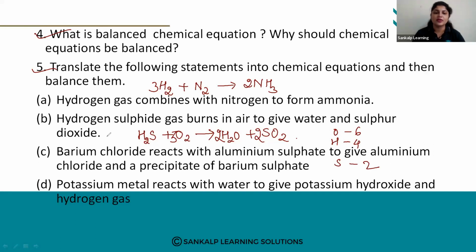On that side, hydrogen is 2, sulfur is 1, oxygen is 6. Now what is balanced? Oxygen is balanced, but hydrogen is not balanced. So if I write 2 here, this will become 4, this will become 2. So now that is balanced. Our final equation is this, plus 3O2. Understood? Yes. Balancing is very important.